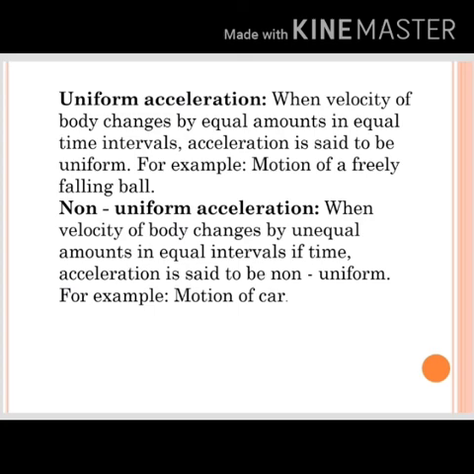Let us see some examples of uniformly accelerated motion. An object moving with uniform speed along a circular path has uniform acceleration because it forms a tangent at each point, because the velocity of that object changes continuously due to the change in its direction at each point. The motion of a ball rolling down an inclined plane is uniformly accelerated.